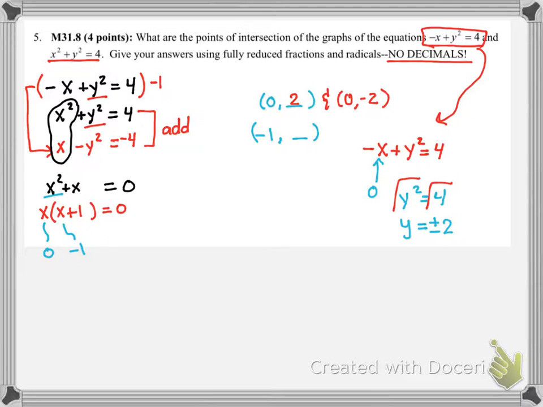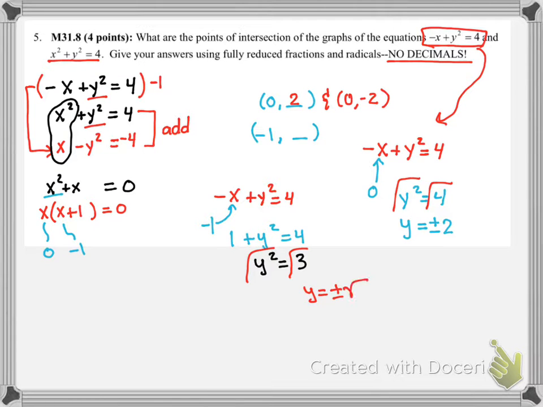Then I'll look at when x is -1. -x plus y squared equals 4. And in this x, I plug in -1, so I really have negative of negative, or 1, plus y squared equals 4. Subtracting 1 from both sides, y squared equals 3. Taking the square root of both sides, y equals plus and minus square root of 3. So sure enough, there's going to be two answers for this one as well.